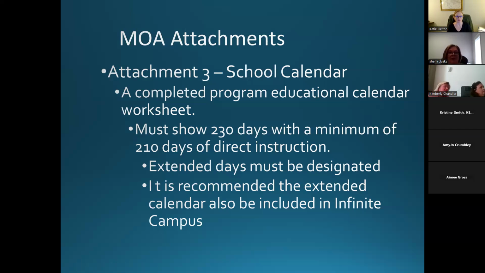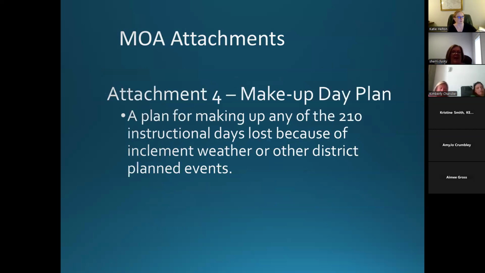Okay. Attachment 4, your makeup plan. All programs, all schools are required to have a makeup plan if you miss instructional days. So again, how are you going to make up the days that you miss? You have to have your 210 instructional days, so just have a plan in place for that.